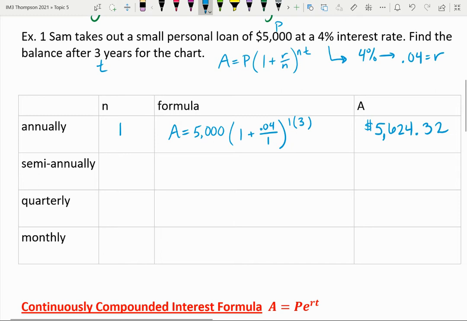Semi-annually means that this is going to compound 2 times in a year. So I'm going to plug it in much the same. I'm going to go a little quicker this time. What's going to change as I change n, the denominator inside the parentheses, and the exponents. Make sure you change both. All right, I've got n in 2 places in my formula.